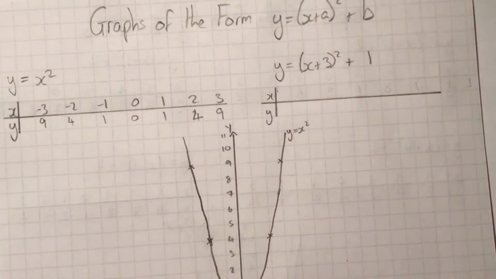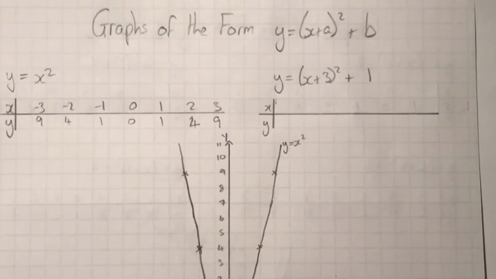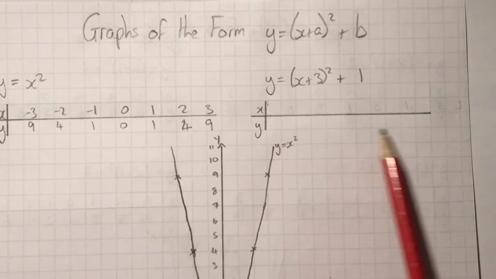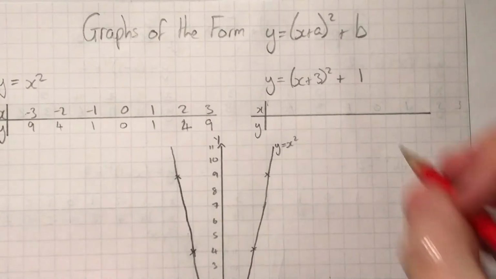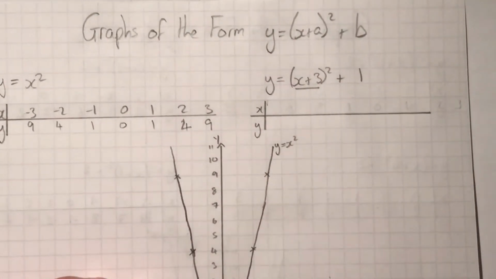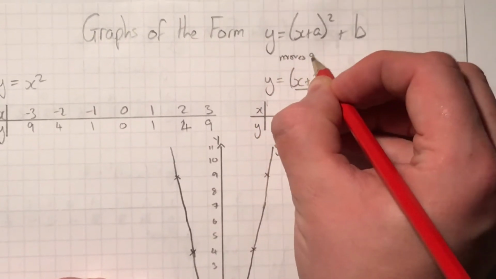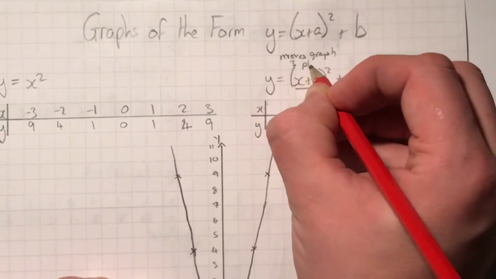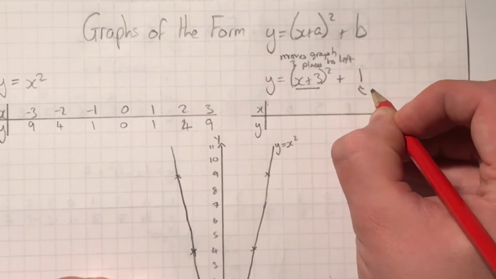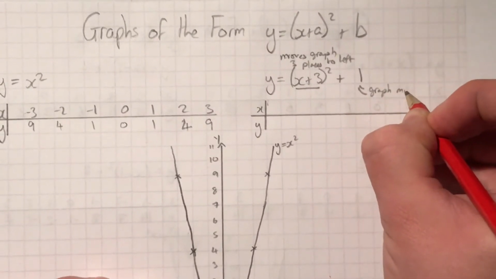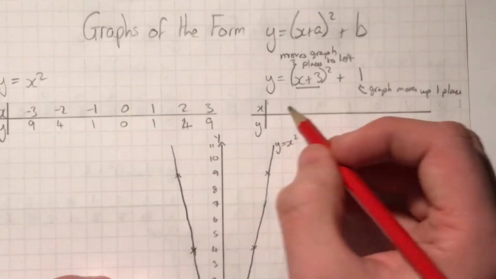Okay, now I've begun as usual by plotting the graph of y equals x squared, and we can start being a bit more clever about where we want to plot these and what we want to put in this table here if we want to work out our exact values of our coordinates. Now, because we know from the previous video that x plus 3 moves the graph 3 places to the left, and we know that this graph moves up 1 place because it's a positive b, we can start thinking carefully.